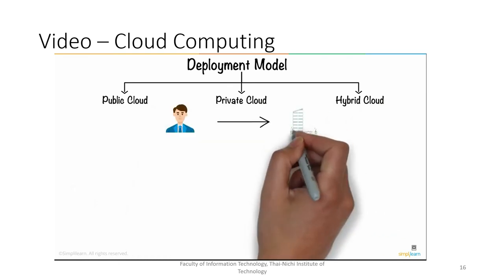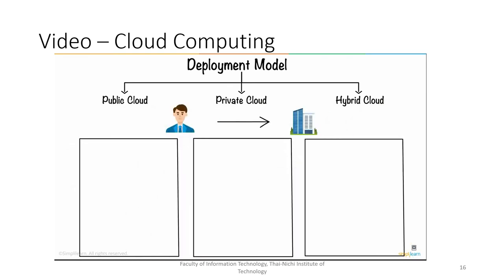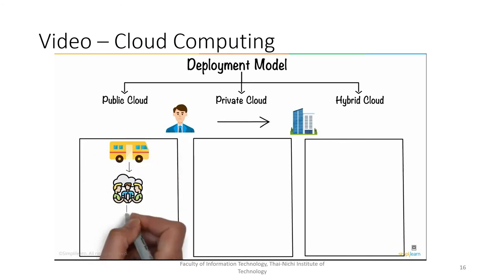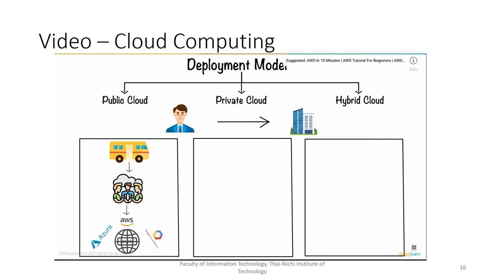Imagine you're traveling to work. You've got three options to choose from. One, you have buses, which represent public clouds. In this case, the cloud infrastructure is available to the public over the internet. These are owned by cloud service providers.